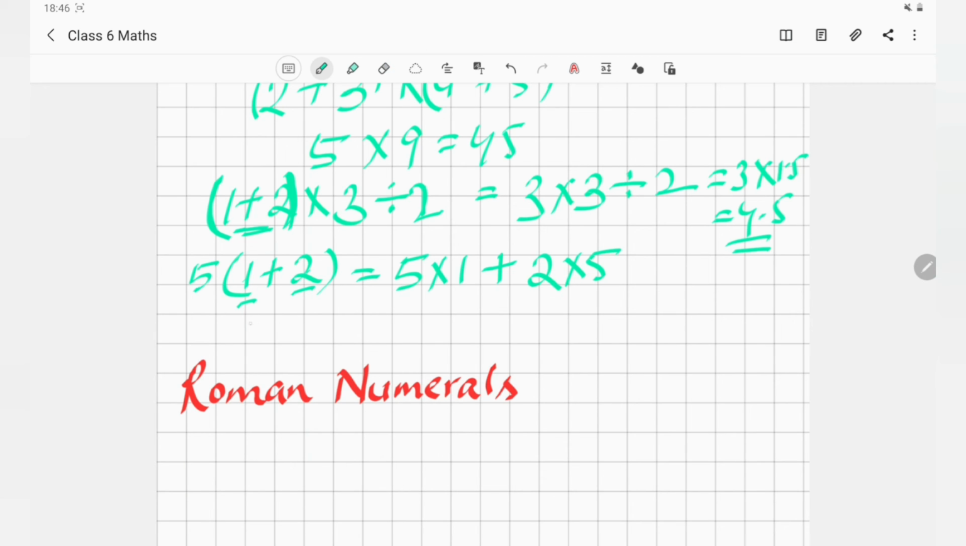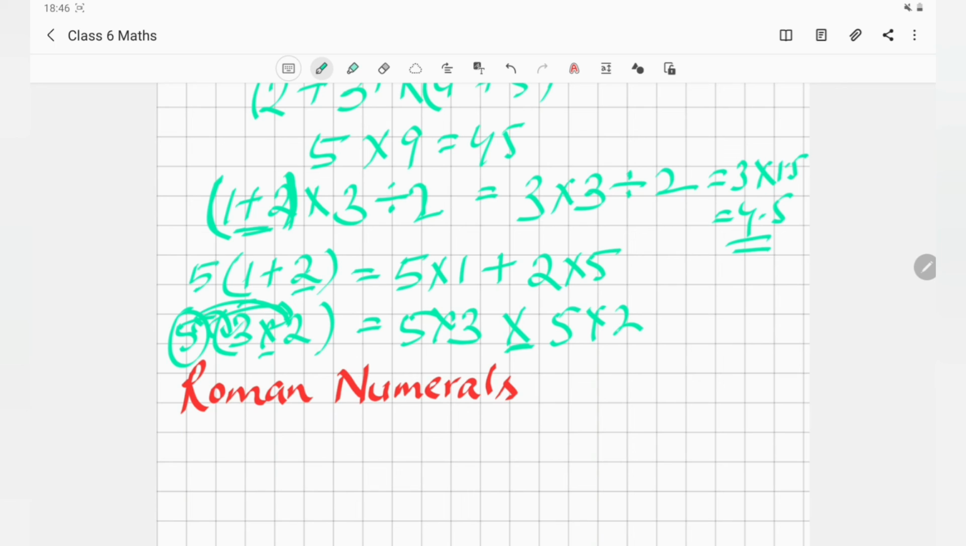Let's take one more example. Let us take 3 multiplied by 2, divided, and outside the bracket there's a 5. It clearly means 5 multiplied by 3, the multiplication sign stays as is, and 5 multiplied by 2. So 5 gets multiplied by the first digit and the second digit. Simple. You apply the same rule each and every time, and this is how we expand the brackets.